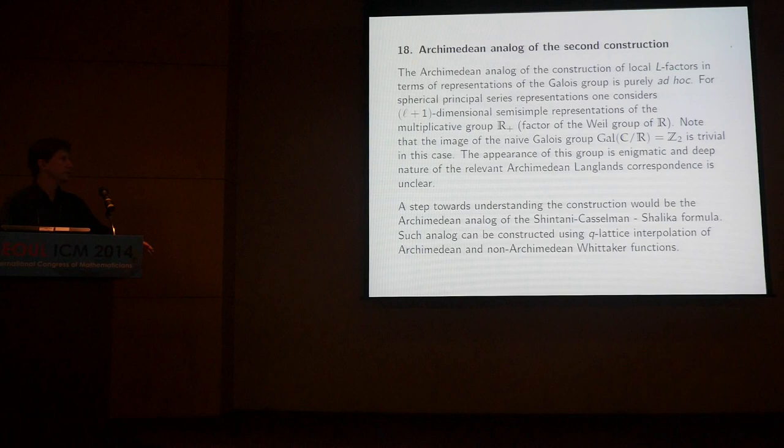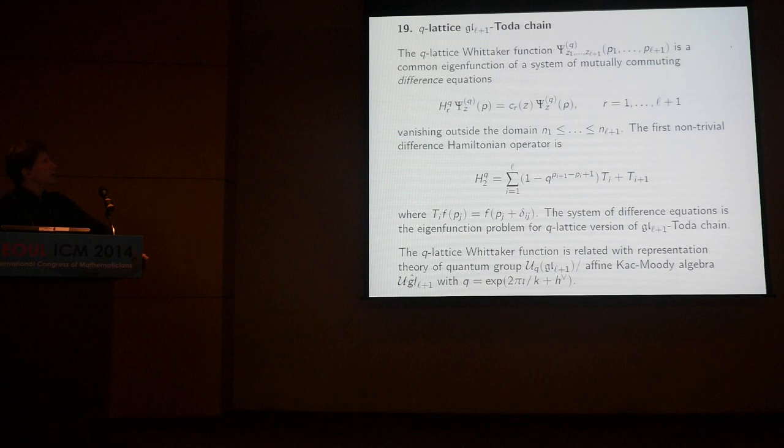So we consider the q-lattice Toda chain, which is now defined in terms of a system of mutually commuting difference equations. The eigenfunction should vanish outside the domain. This is the analog of the non-Archimedean case. And the first non-trivial difference Hamiltonian is on the screen.